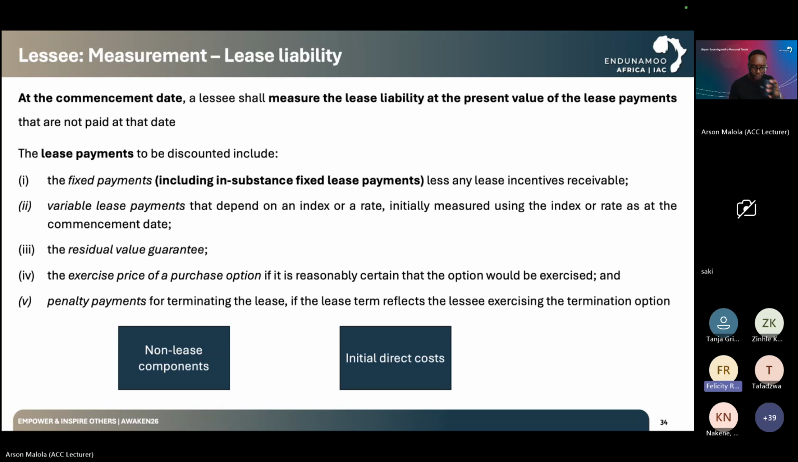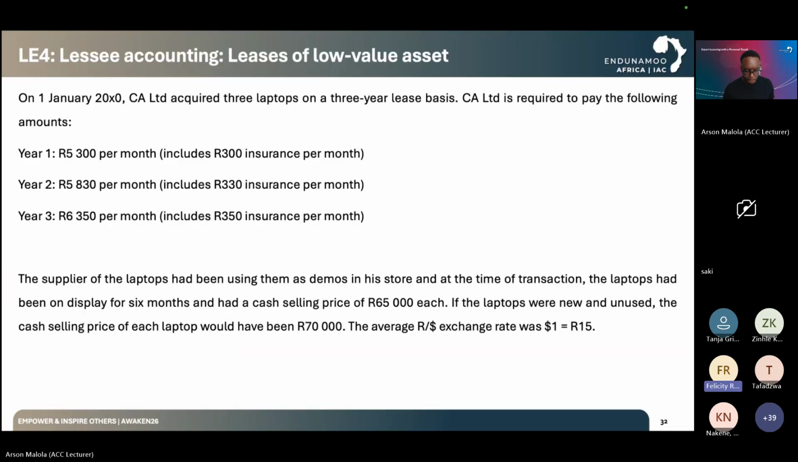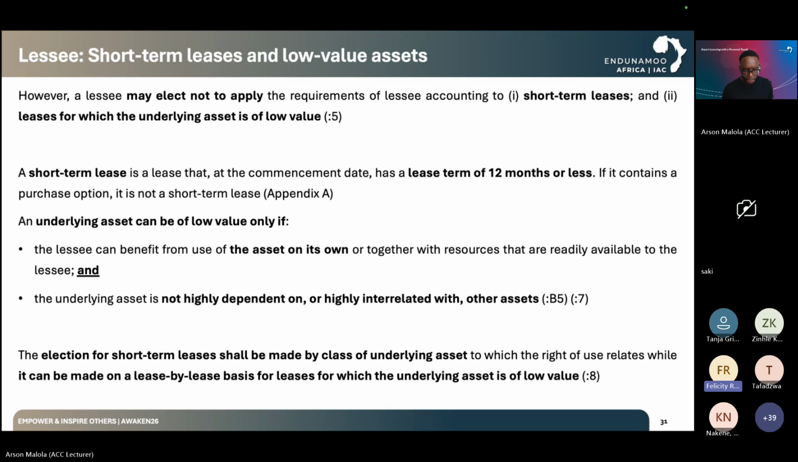Good morning everyone. Sorry, can you go back to the slide? So you're saying, I just want to understand, do they need to tell you if it's either a short-term lease or a low value asset, or do I need to apply the criteria for a short-term lease to say it's below 12 months, or will the scenario specifically say the entity elected to apply the exemption to the short-term lease? Yeah, great question.